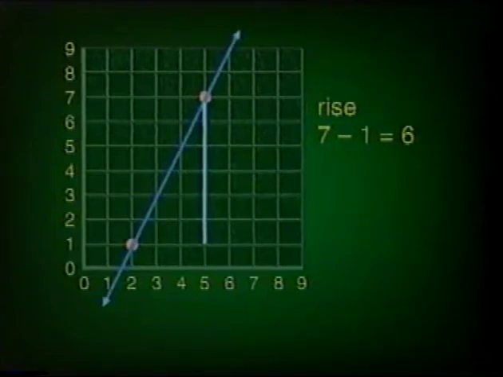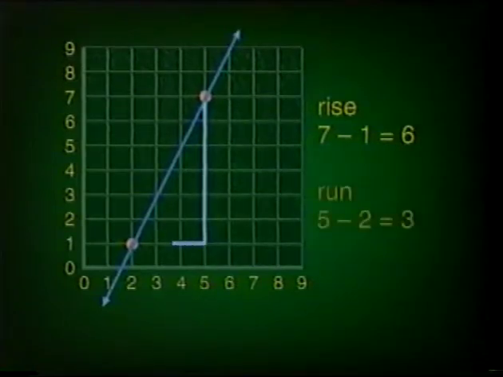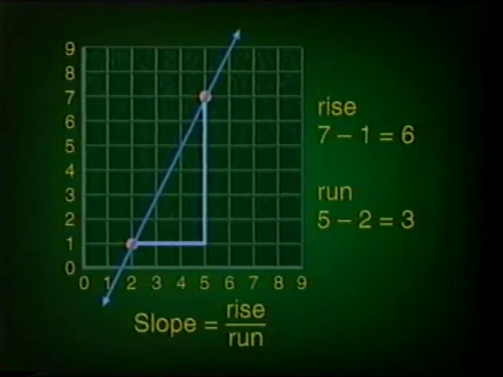We can calculate the run in a similar fashion. It starts at 2 and goes to 5. How far do we travel on the x-axis? 5 minus 2 is 3. The run is positive 3, so the slope is rise over run, or 6 over 3, which is equal to 2.